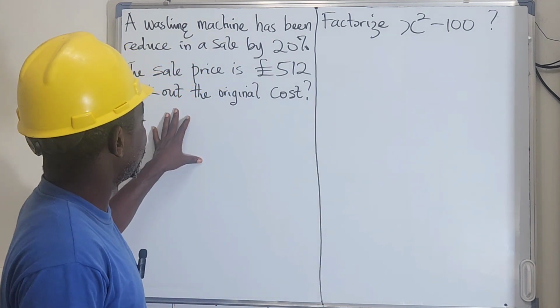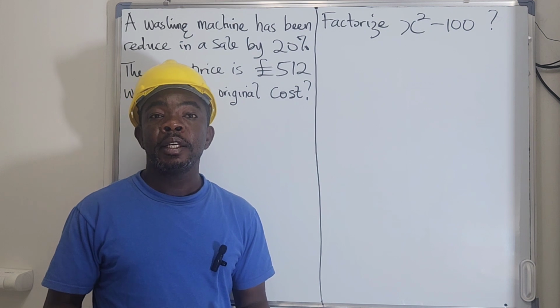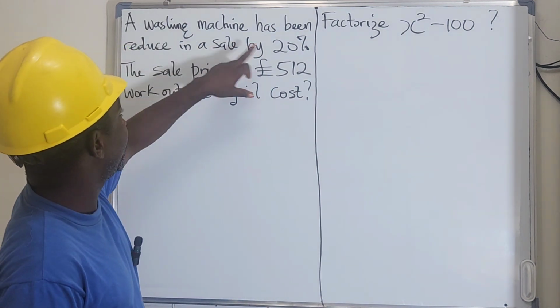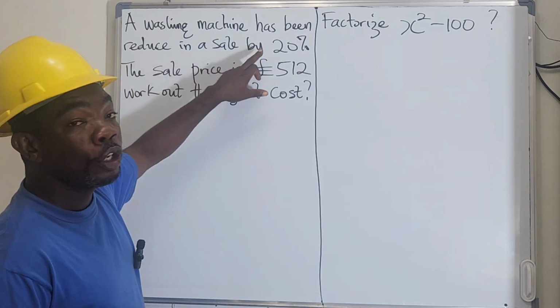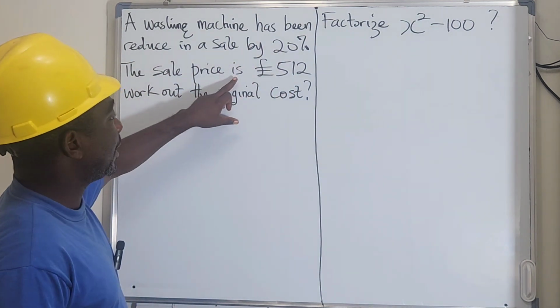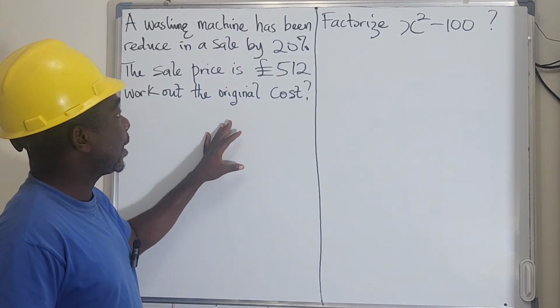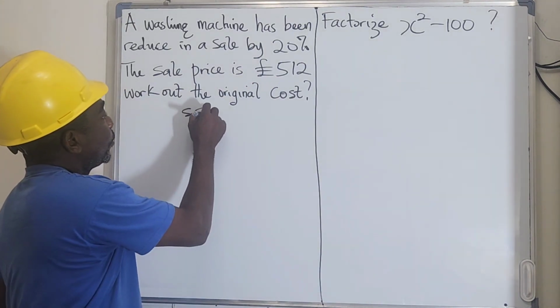Today we are looking at this question, which is part of a GCSE Mathematics test. It says a washing machine has been reduced in a sale by 20%. The sale price is £512. Work out the original cost. In this case, we have here the solution.